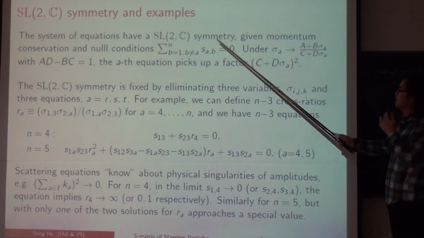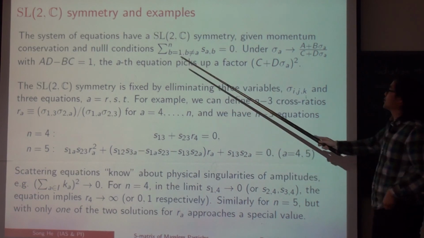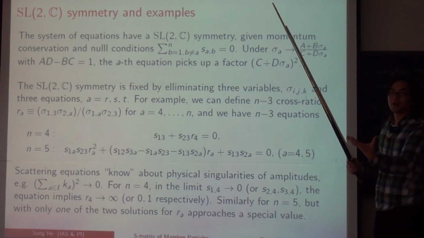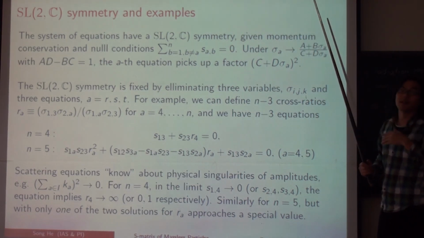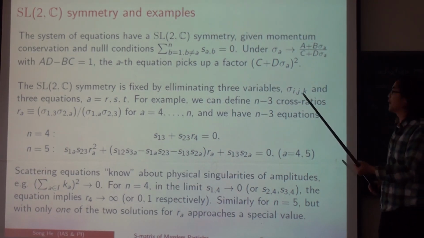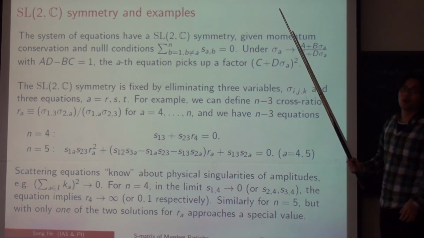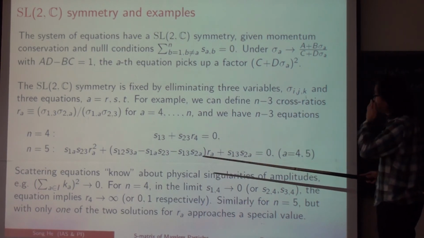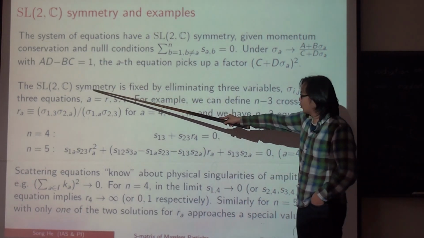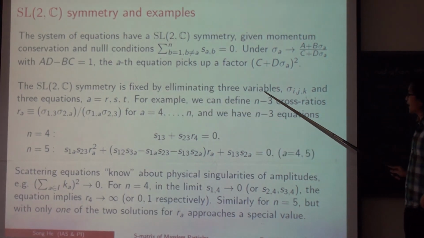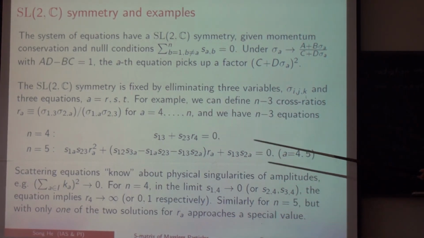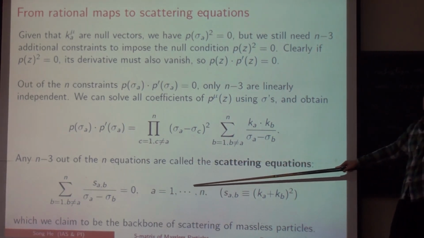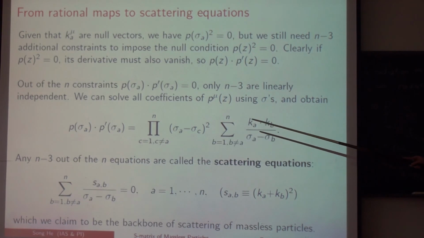And there are some nice properties for the equations, such that they satisfy SL2C symmetry. You're on a sphere, so 3 of the punctures are actually redundant. You can use the SL2C symmetry to fix that. But also, out of the n equations, only n-3 of them are linearly independent. So you can fix the SL2C symmetry by eliminating 3 variables and also 3 equations. As I said, the equations are labeled by this a from 1 to n, but only n-3 of them are independent.